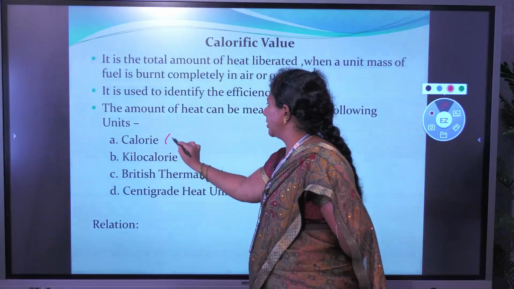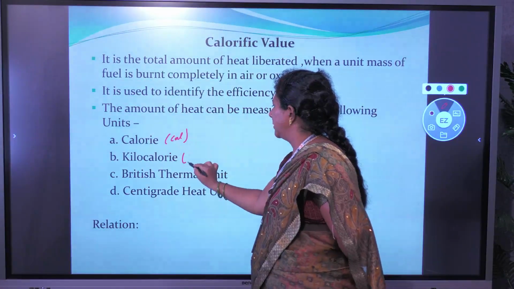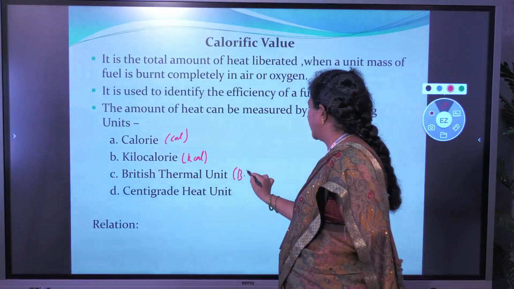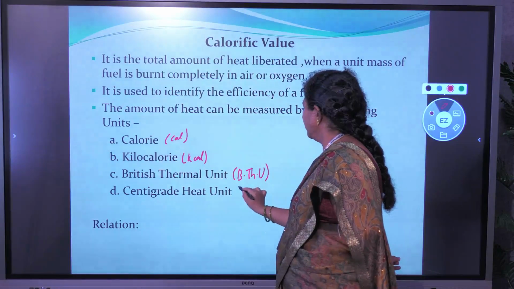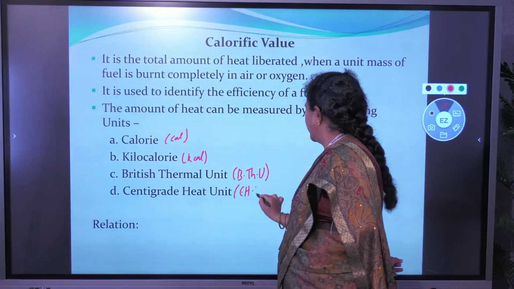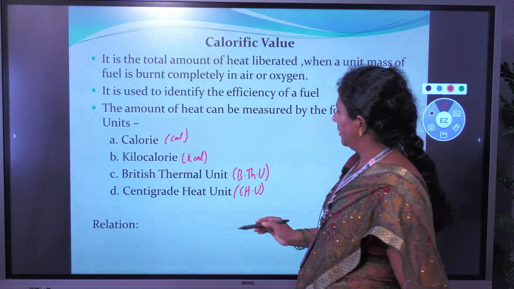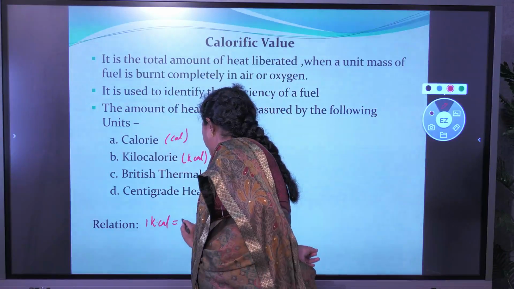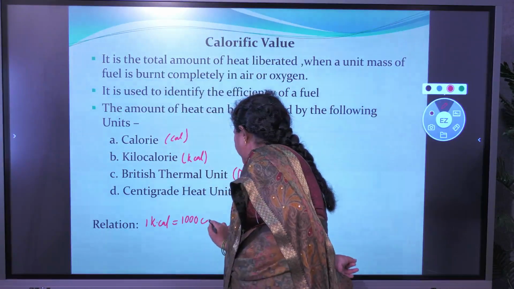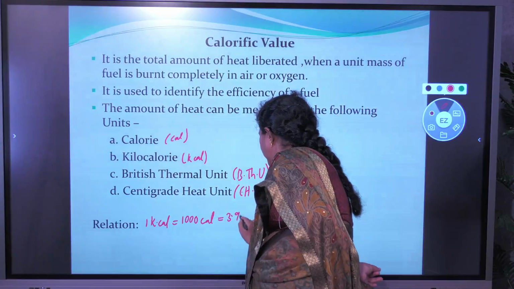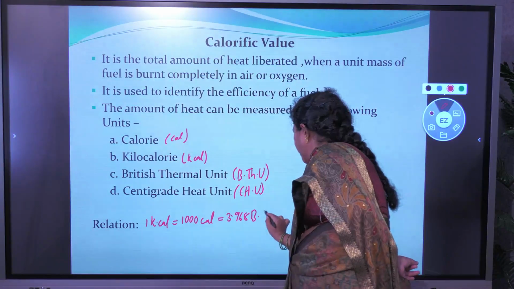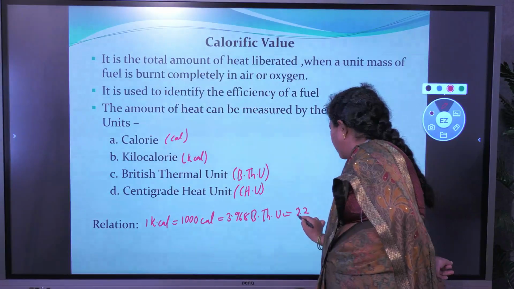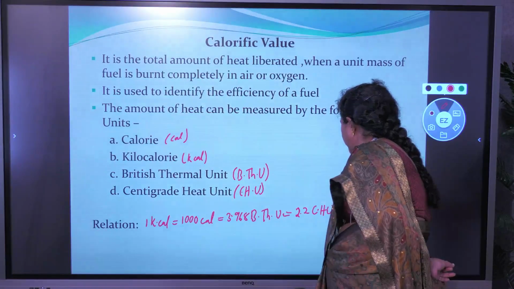So calorie in general we will show as cal. This will be denoted like this in terms of kilocalorie. British thermal unit we will denote like this, and this is the chemical heat unit relation. 1 kilocalorie is equal to 1000 calories is equal to 3.968 British thermal unit is equal to 2.2 chemical heat unit.